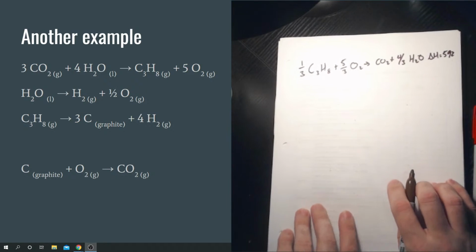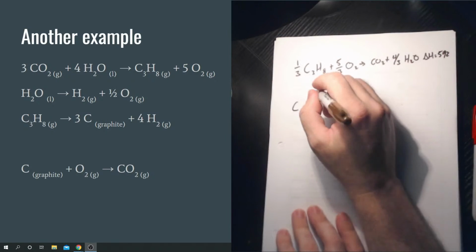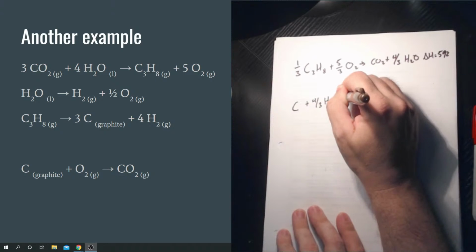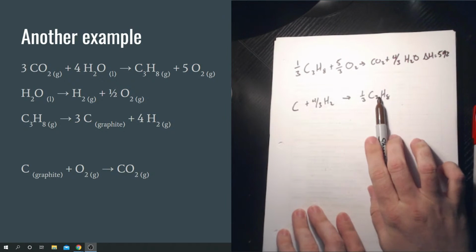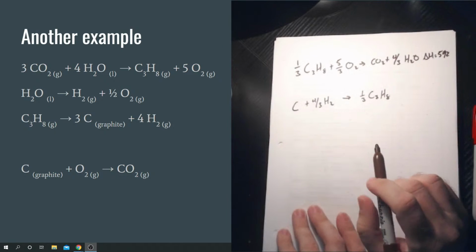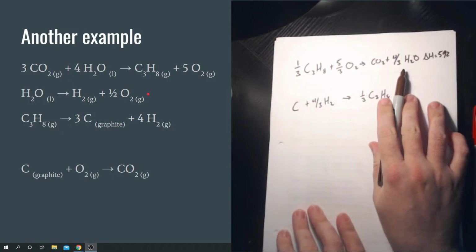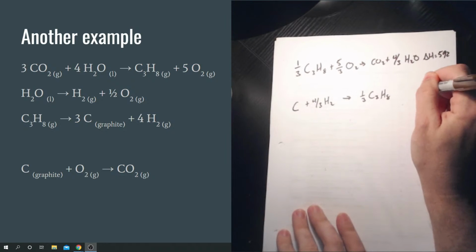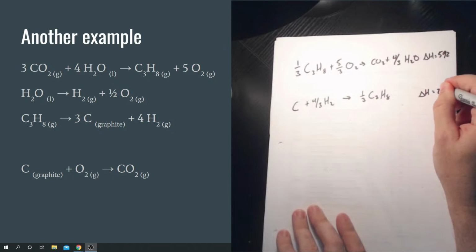All right. Then the third reaction, we flip that and we divide that one by 3 because we need 1 carbon on the left. So carbon plus 4/3 hydrogen yields 1/3 propane. And now we can already see that our propane is going to cancel. Now we're going to need to use this middle reaction to get rid of the water in the first reaction and the hydrogen in the third reaction. So what we see is we have 4/3 hydrogen and 4/3 water. That's a good sign. Oh, I forgot the delta H. Delta H, we're also dividing this one by 3, so 83 divided by 3 is going to be 27.7. Okay.